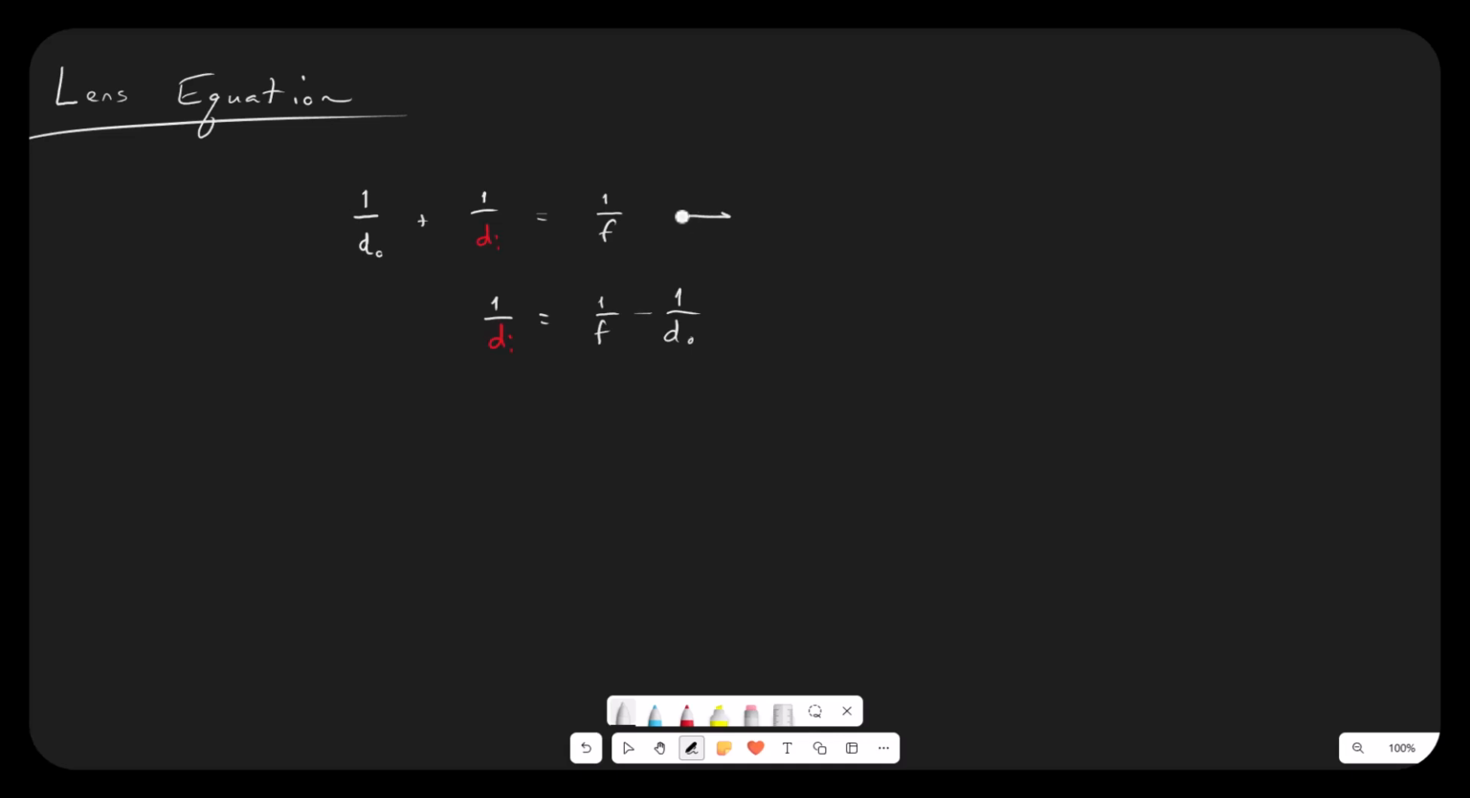This equation is not the same as saying d o plus d i equals f, right? Those don't work, so don't do that.